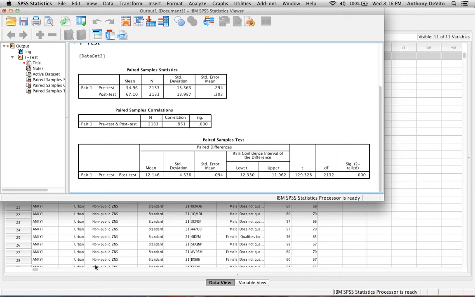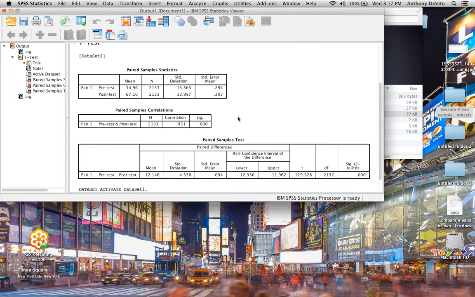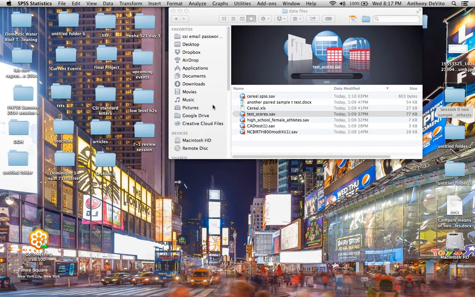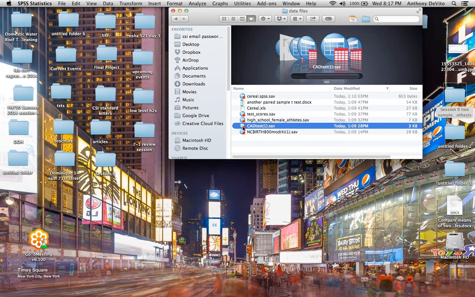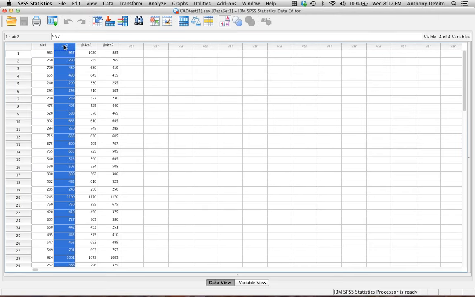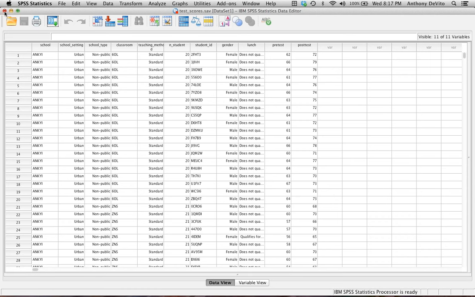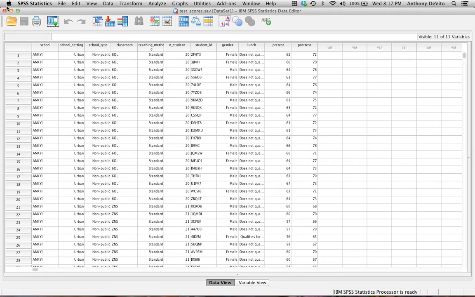Okay, so now I'm going to open up a different group. Let me see what else I got here in the way of data. Okay, I'm holding off on that last one purposely. Test scores, high school athletes, coronary artery disease. Okay. This is also paired samples. I just did that, so I'm not going to do that again. No, I'm going to open up the big data set.